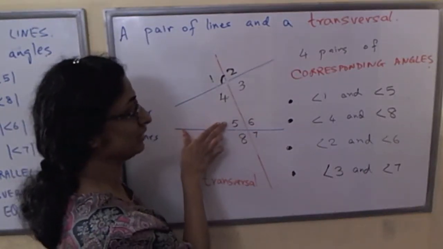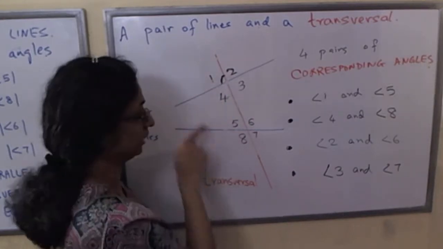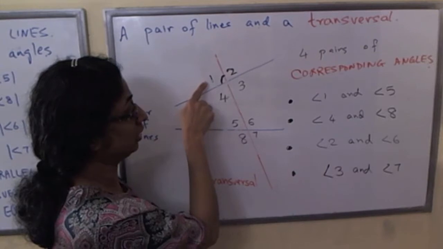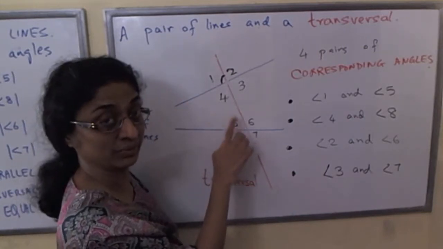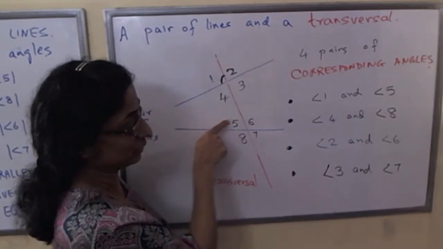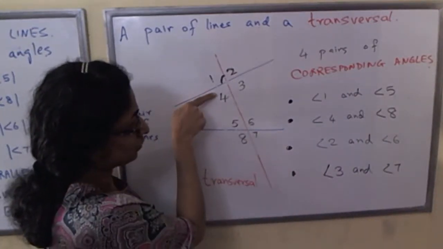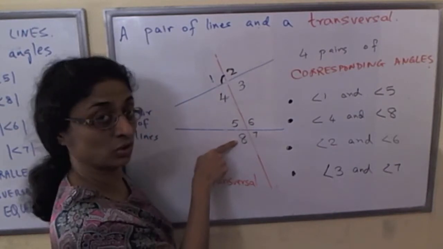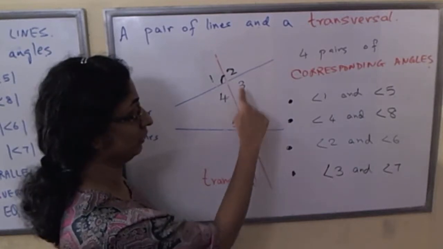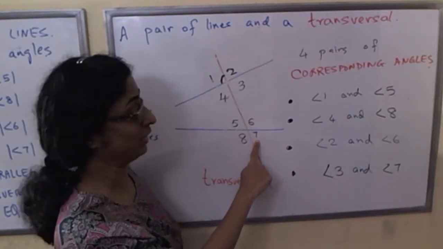And notice that they are in the same position, meaning angle 1 is above the blue line, angle 5 is above the blue line here. So we call angle 1 and angle 5 angles that are in corresponding positions. For that reason, this pair of angles is called corresponding angles. Similarly, notice 4 and 8 are corresponding angles. 2 and 6, that pair is a corresponding angle pair. 3 and 7 are once again corresponding angles. So keep that in mind.